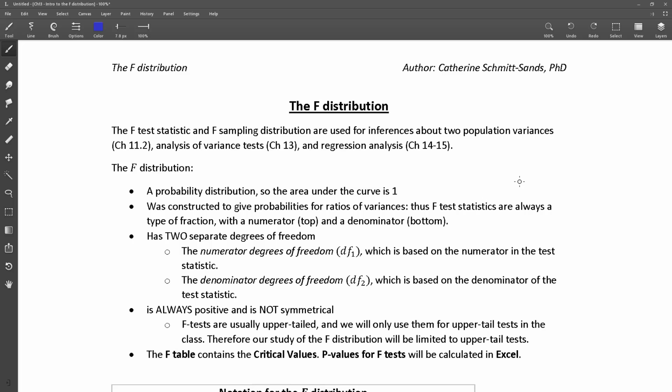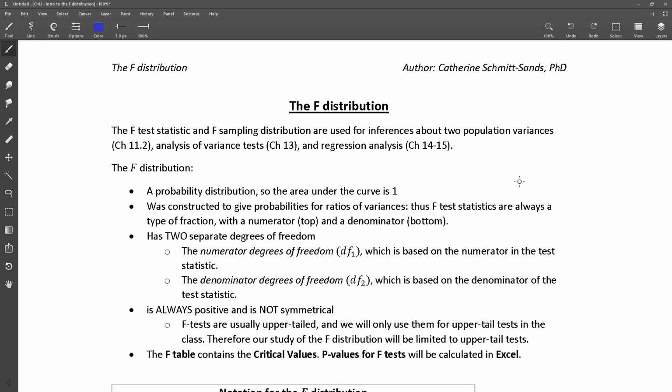The F test statistic and F sampling distribution are used for inferences about two population variances. That's how they were used in the second section of Chapter 11. They're used in analysis of variance tests, called ANOVA tests, which are the subject of Chapter 13. And they're used in regression analysis, which is in Chapters 14 and 15.